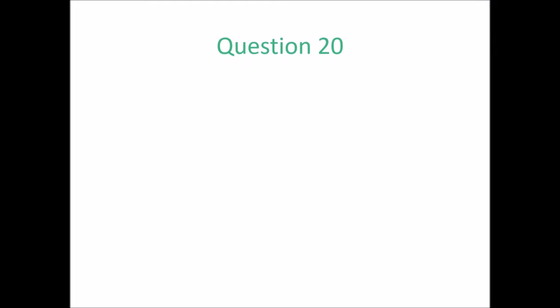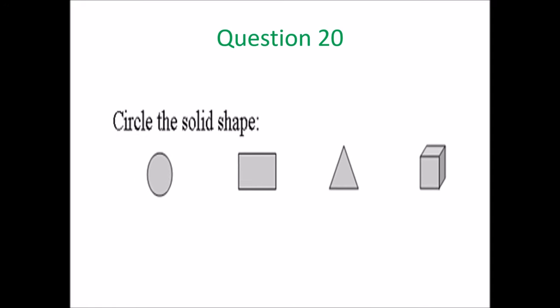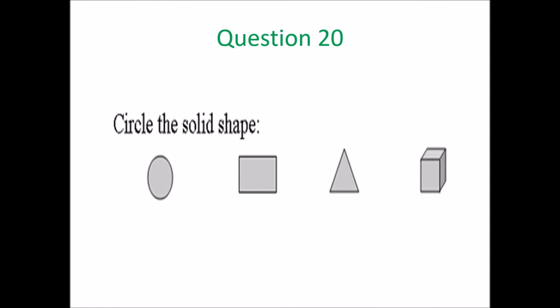Question 20. Circle the solid shape. Plane and solid shapes. Three of them are plane and one is solid. Yes, it would be the box shape at the end. So rectangular prism.